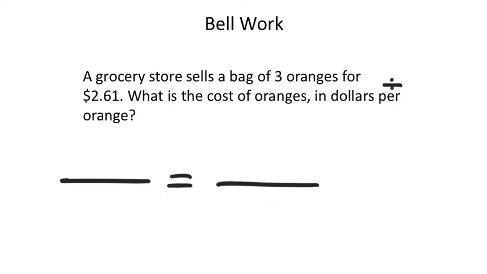Remember, per indicates some kind of division. That's our fraction line. And the first label they've given us here is dollars. So that means it's going to be the label for our numerator. And then the second label, it's dollars divided by oranges, which tells us that oranges needs to be in the denominator.